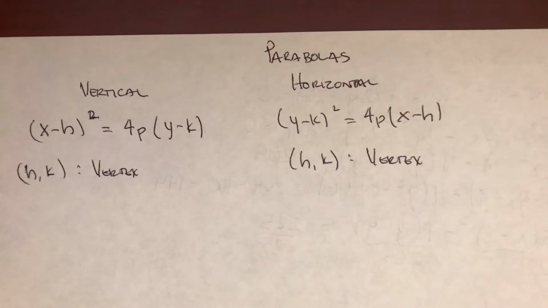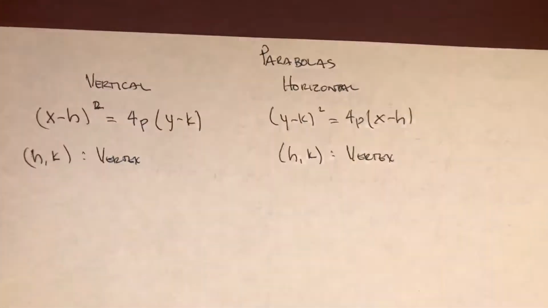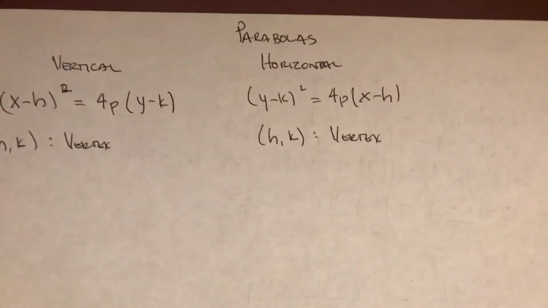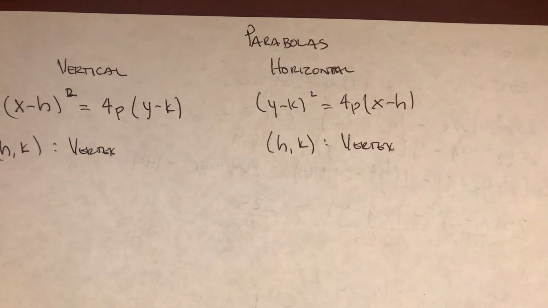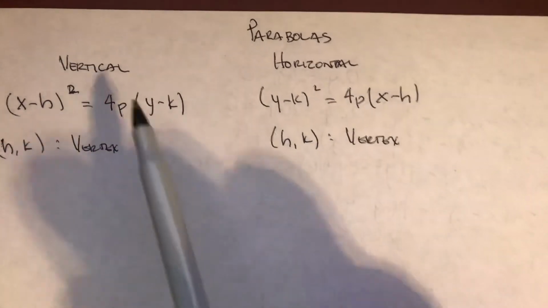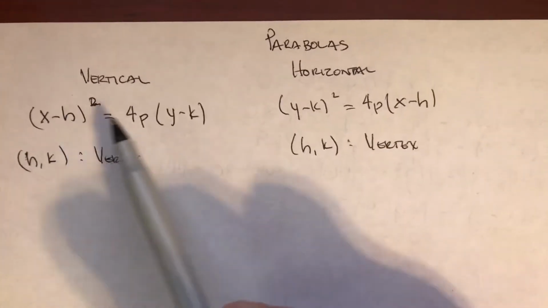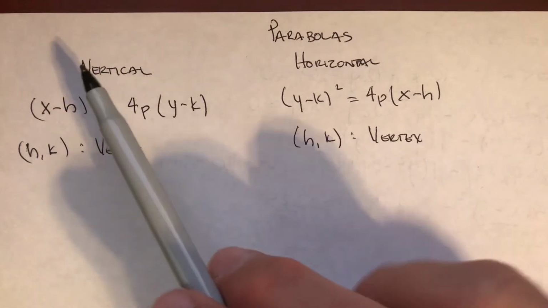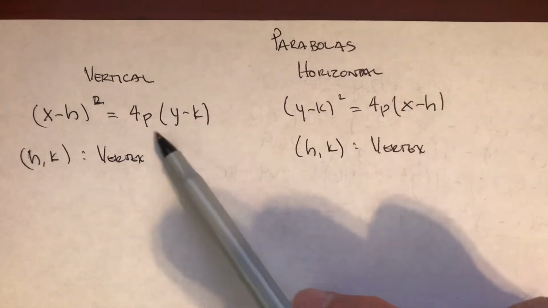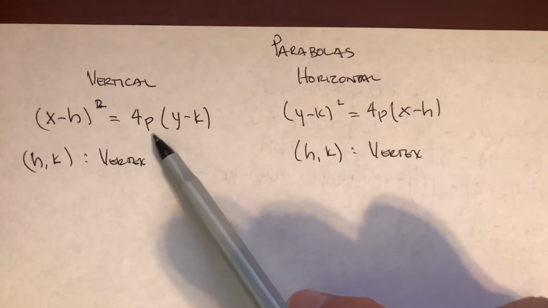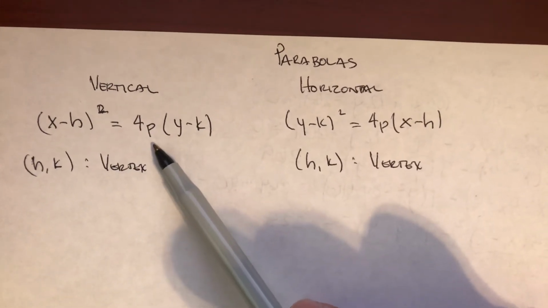All right, you are given the parabola in one of two forms. (x minus h) squared equals 4p (y minus k), or (y minus k) squared equals 4p (x minus h). Here's the difference. In the first one, when x is being squared, it has a vertical orientation. That means that it's either going to open up or down. It opens up if p is positive. It opens down if p is negative.